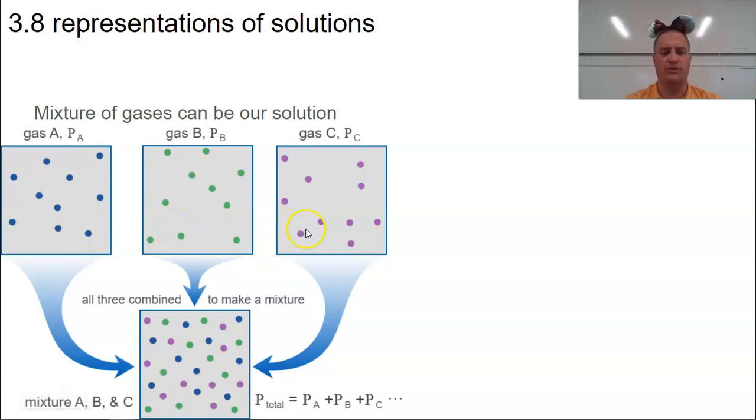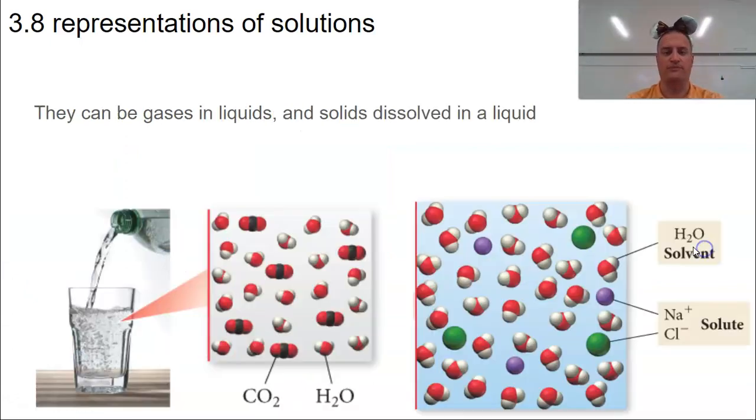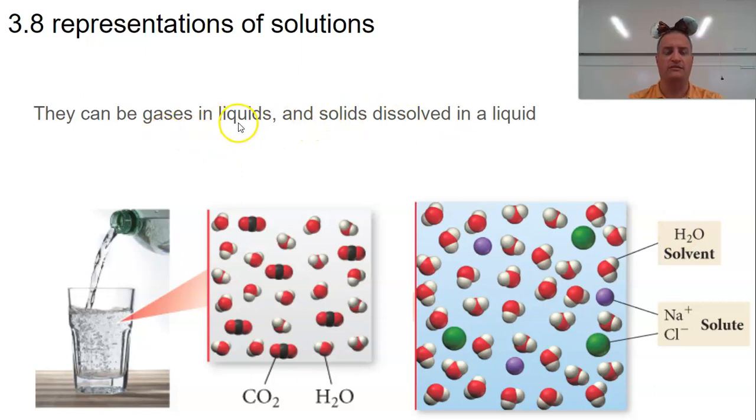Sometimes they can denote this with color. I don't think they do that on the AP test because it's all black and white, but you can see that when we put them all together, A plus B plus C is going to have all those total partial pressures. Gases, liquids, and solids can be dissolved, so we always want to have representations being present. Again, you've got your water and carbon dioxide mixed together. You can see kind of random in a sense of that we have there.